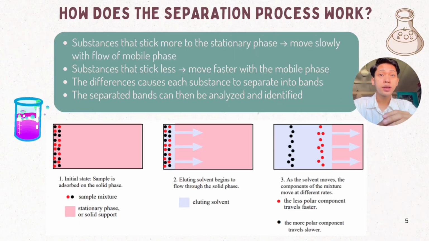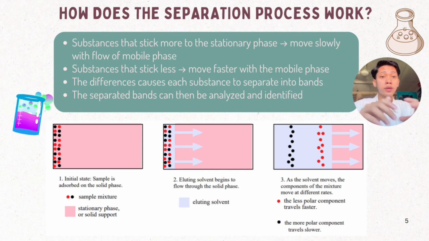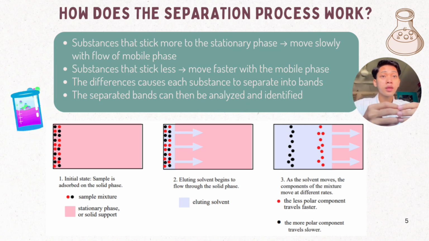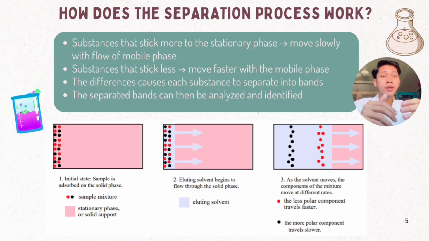How does the separation work? Substances that stick more to the stationary phase will move slowly with the flow of the mobile phase, while the substances that stick less to the stationary phase tend to move faster with the mobile phase. The differences cause each substance to separate into bands, and the separated bands can be analyzed and identified.